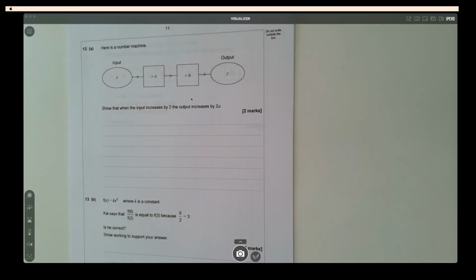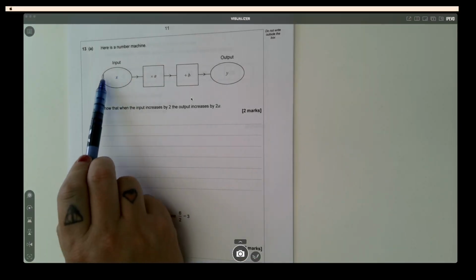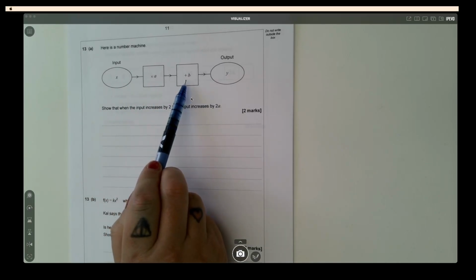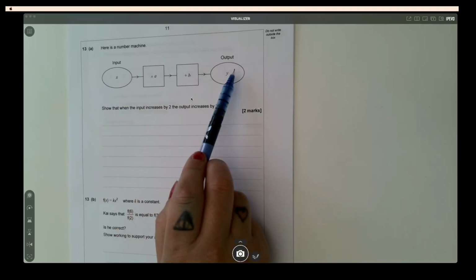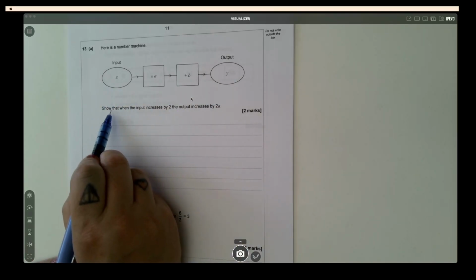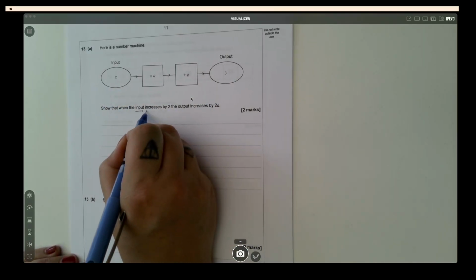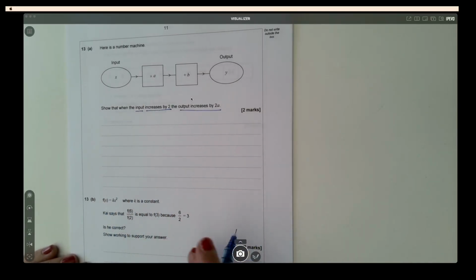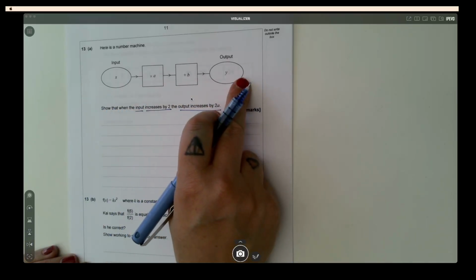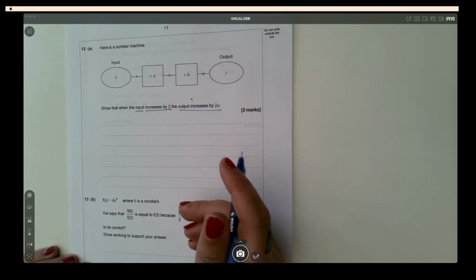Question 13a. Here is a number machine. So we have an input, some operations that we apply to that input, and then the output. So the solution that we would get when we follow through the machine. Show that when the input increases by 2, the output increases by 2a. So let's work through this function machine now, this number machine, and see what it is that comes out of it. See what expression we get.